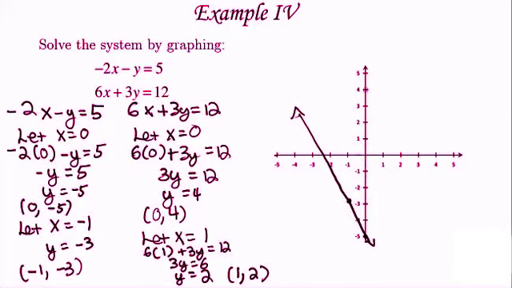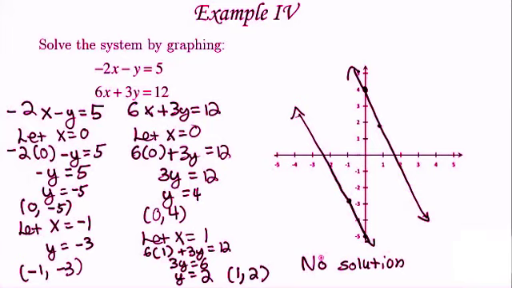When x is 0, y is 4. When x is 1, y is 2. And what I end up with is two parallel lines. Because parallel lines never intersect, there are no solutions. There's no solution to this system of equations.